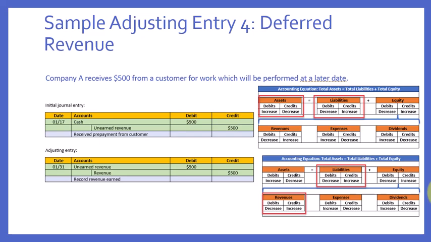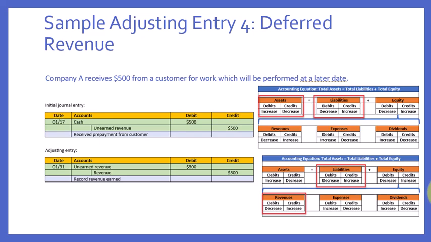I think we've looked at several examples of deferred expenses, and that's actually probably the most complex example of the adjusting entries. The rest of them are pretty straightforward. So let's look at some examples of those.